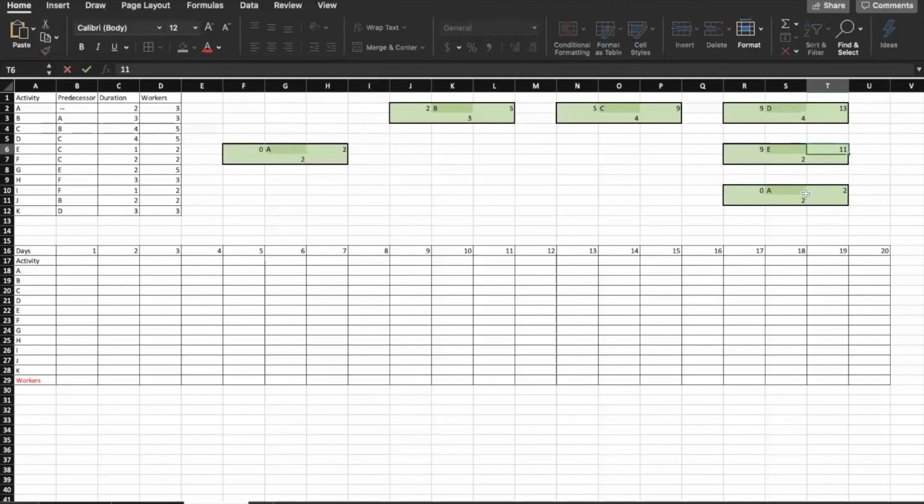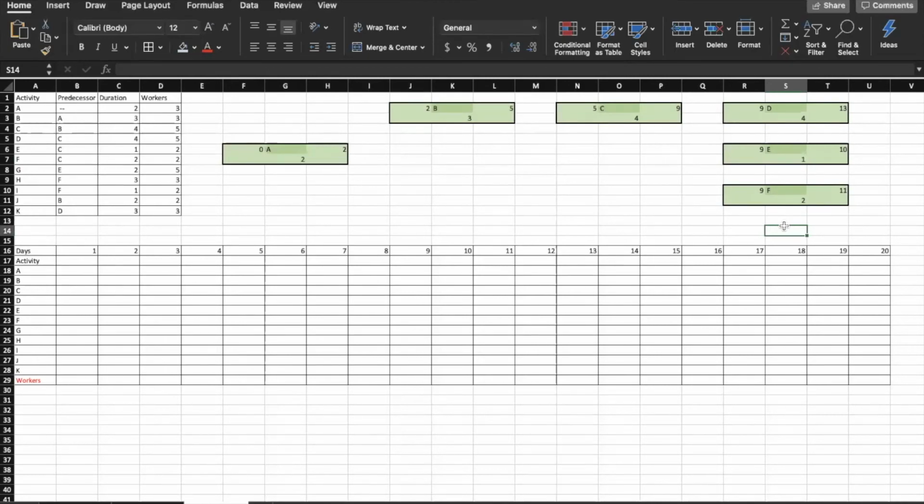And after that we're gonna do cell F, and F starts on day 9. Oh I'm sorry, I messed up on E, so E takes 1 day and finishes on the 10th, and F takes 2 days and finishes on the 11th.